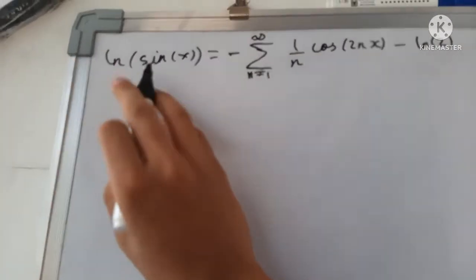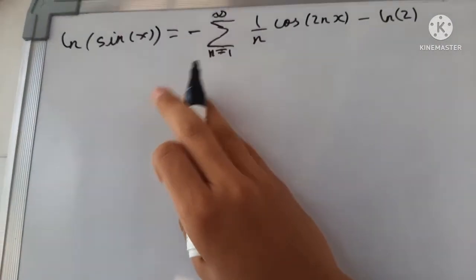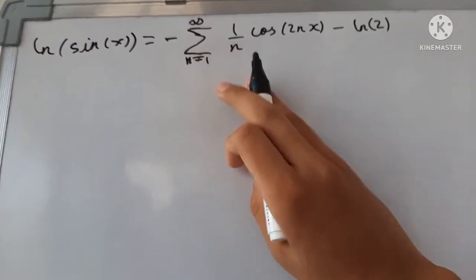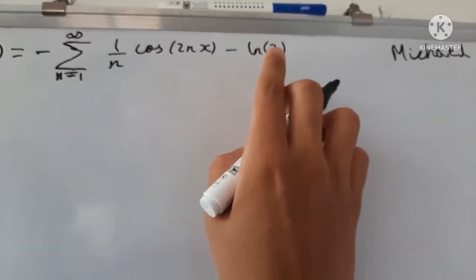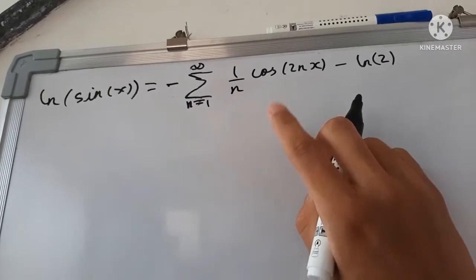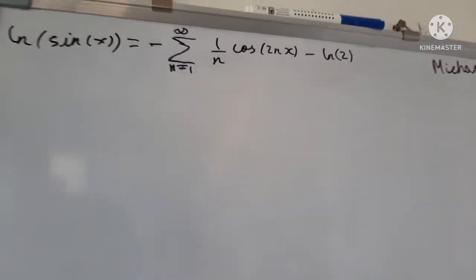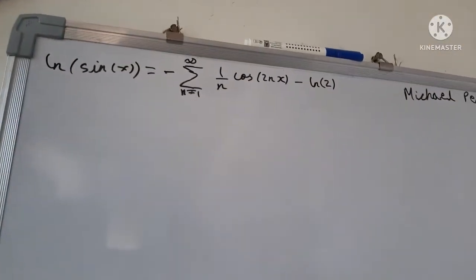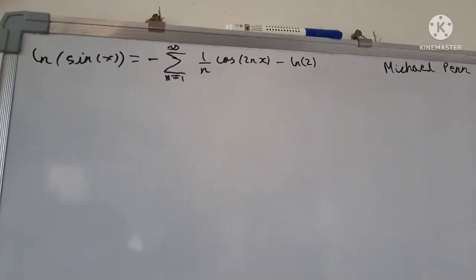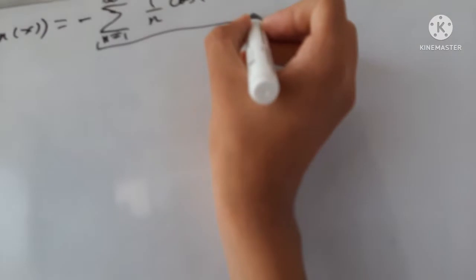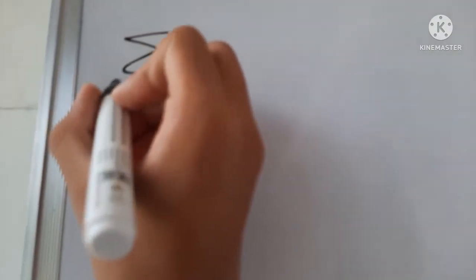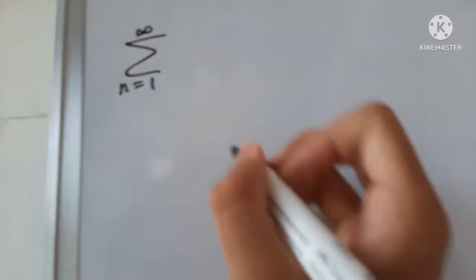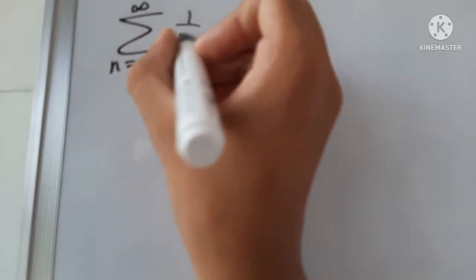We have to prove that ln of sine of x is equal to negative the sum of 1 upon n cosine of 2nx minus ln 2, from 1 to infinity. So let's just start. I'm going to start by simplifying this summation. We're not going to take the minus sign first, we're going to consider it after we simplify the summation, because I'm lazy.